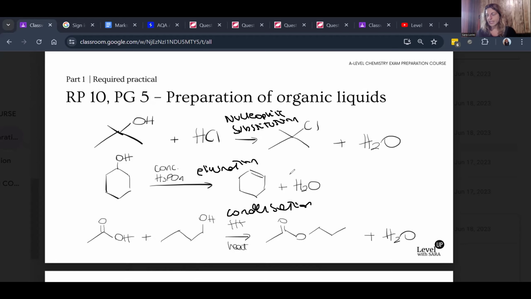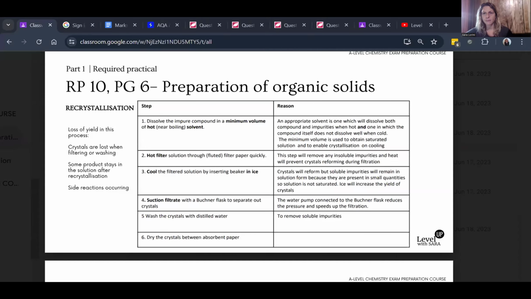So similar to carboxylic acid derivative reactions. Also notice that the product that is formed has water as one product and the organic molecule. This organic molecule is the one that is not soluble, so it will have to be separated. Okay, good. For preparation of an organic solid, the most important part, apart from just mixing things and using common sense in describing the steps of a required practical, is the recrystallization.